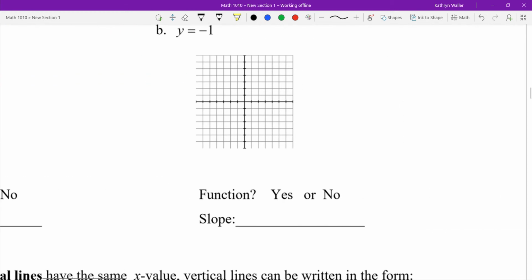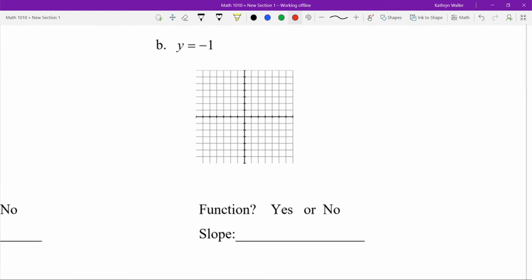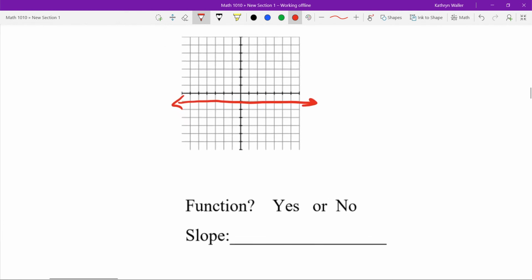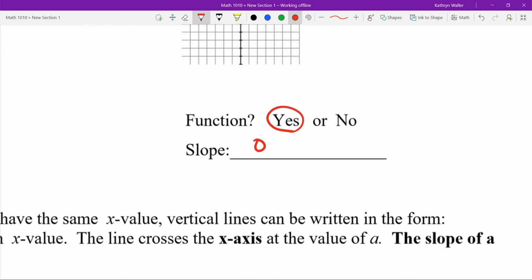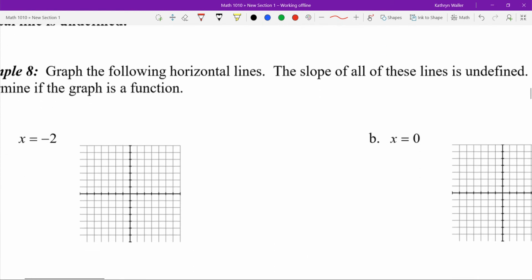Let's do the next one. Y equals -1. The y values are negative down. So there's your y-intercept right there. Crosses the y-axis. Okay? Everybody in the room tell me, is that a function, yes or no? Yes, it is. It passes the, what's it called? Vertical line test. What's your slope? 0.